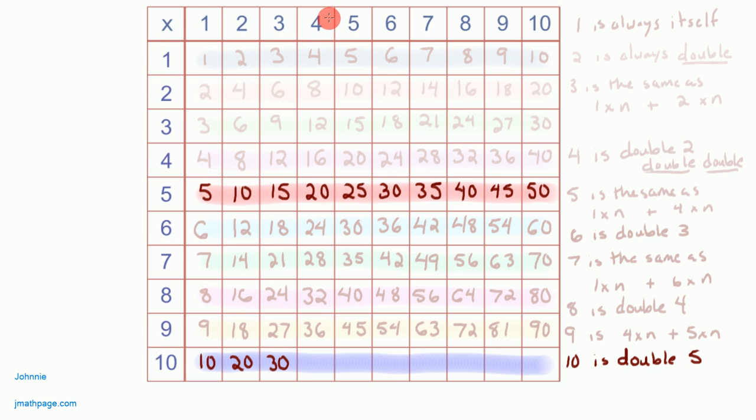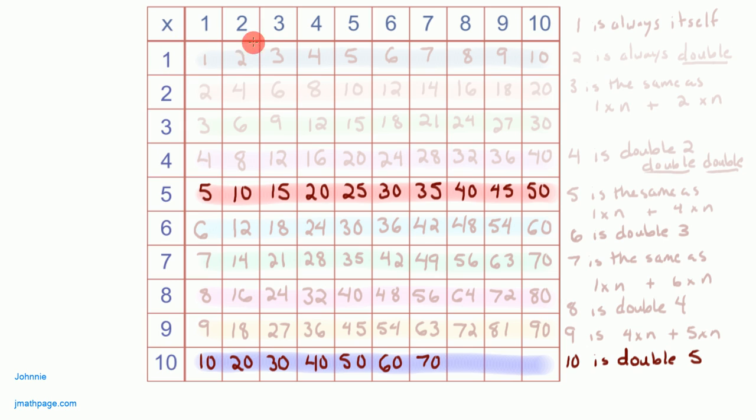10 times 4 is the same as 5 times 4 doubled. 20 and 20 more. 20 plus 20 is 40. 10 times 5 is the same as 5 times 5 doubled. 25 and 25 more. 25 plus 25 is 50. 10 times 6 is the same as 5 times 6 doubled. 30 and 30 more. 30 plus 30 gives us 60. 10 times 7 is the same as 5 times 7 doubled. 35 and 35 more. 35 plus 35 gives us 70.